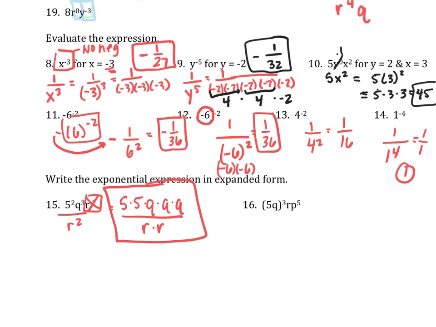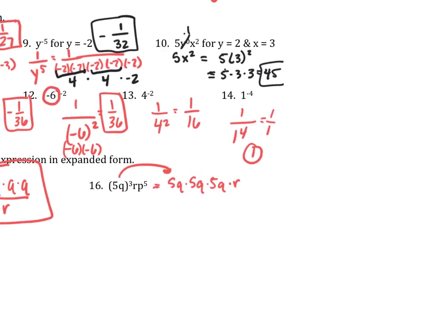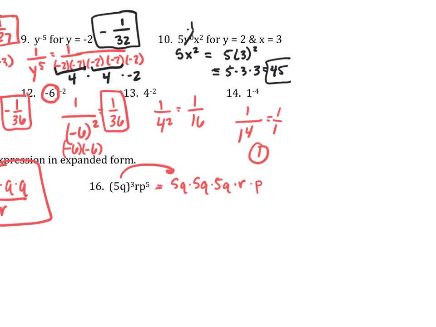So get rid of the negative exponents first and then expand as many times as the exponent says. So here, 5q to the third means I'm going to write 5q 3 times multiplied by itself. R does not have an exponent. P has an exponent of 5, so we're going to expand that out 5 times.